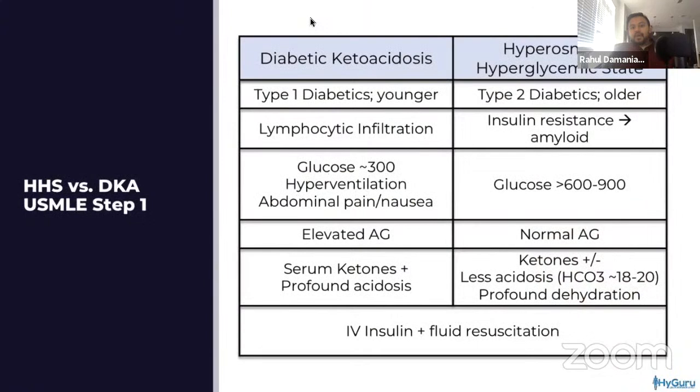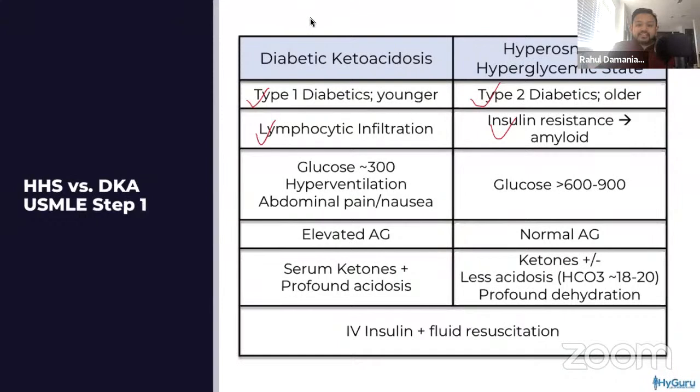All right, so I want to compare and contrast DKA with hyperosmolar hyperglycemic state. Now, typically in test questions, DKA patients are going to be type 1 diabetics, and thus they're going to be younger, whereas in HHS, the patients are going to have type 2 diabetes. In general, type 1 diabetes is all about lymphocytic infiltration of the beta pancreatic cell. Whereas in type 2 diabetes, you're going to get insulin resistance and amyloid deposition at your beta pancreatic cell.